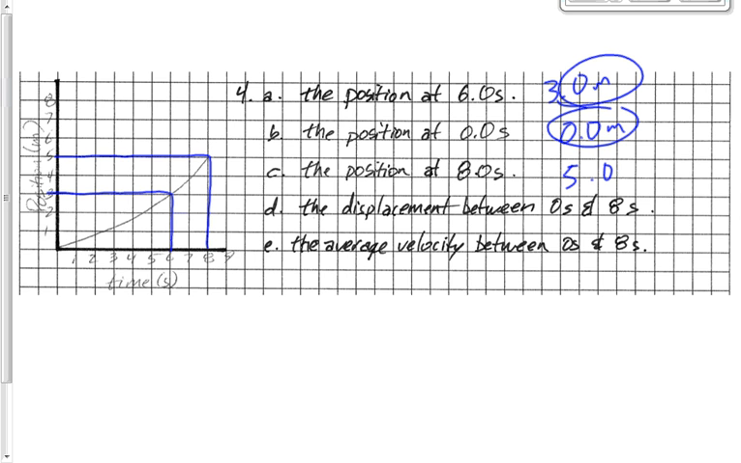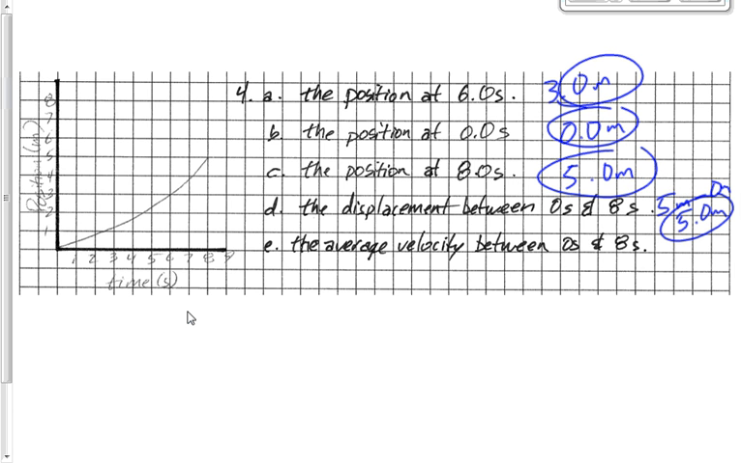It's exactly the same as the straight line graphs, exactly the same as what you saw in your quiz today. And so is D, actually. The displacement between 0 and 8 seconds would simply be 5 meters minus 0 meters, which gives me 5 meters. But when we get to question E, the average velocity between 0 and 8 seconds, how do we deal with that?